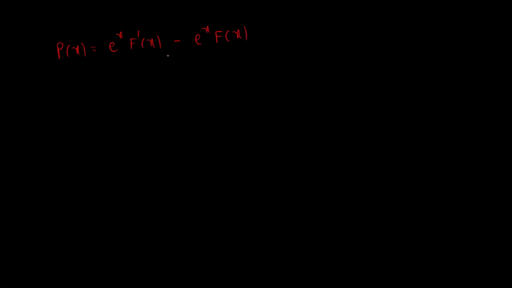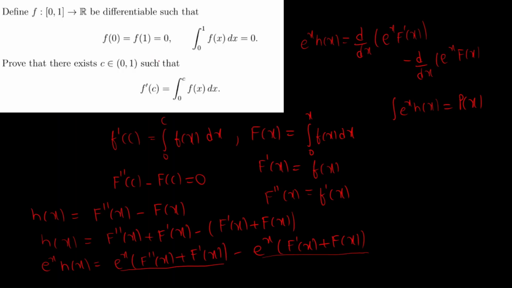Now let's see what were the initial conditions given so that we can apply Rolle's theorem. It says small f of 0 is equal to small f of 1 is equal to 0. This means that F dash of 0 is equal to F dash of 1 is equal to 0. And you can see that when I put x equal to 0 in this integration, 0 to 0 is 0 itself. Therefore, we can say that capital F of 0 is also 0.